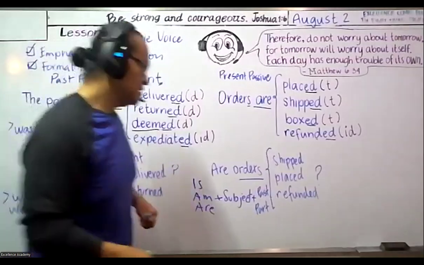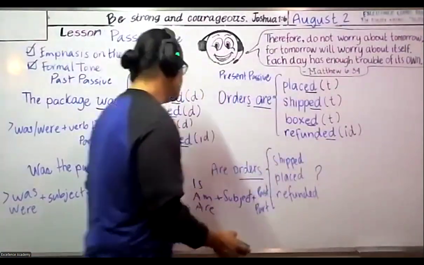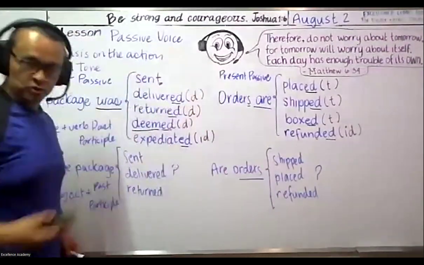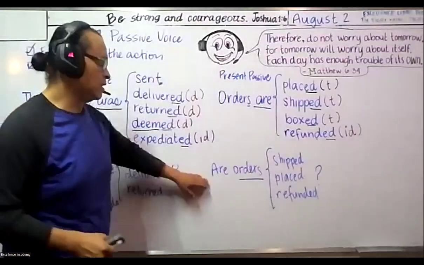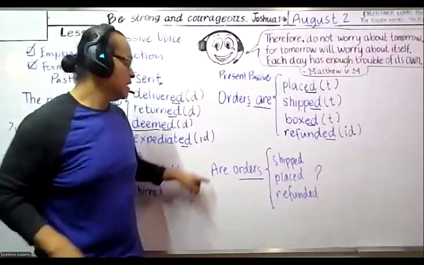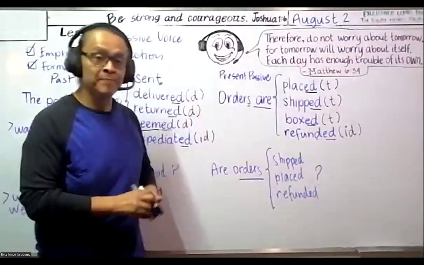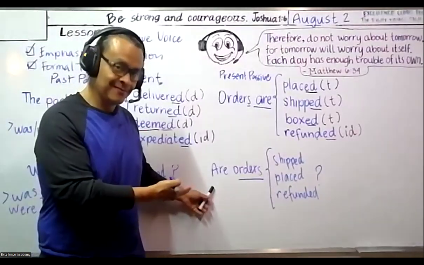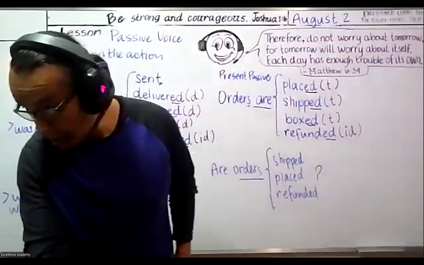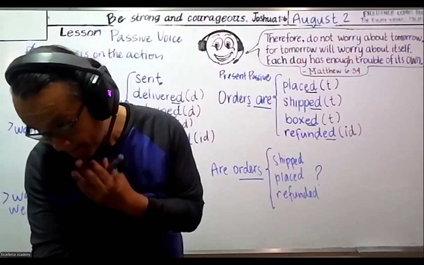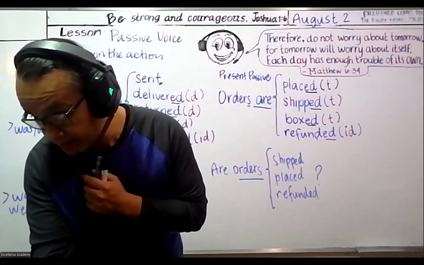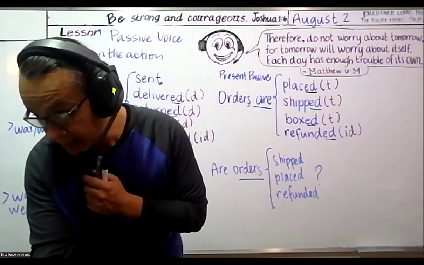That's amazing. You know, grammar control is so important. When you make grammar mistakes, it makes you sound unprofessional. But controlling grammar is important. Now, for the question, we're going to start with verb be, subject, and participle. Let's ask in the present. Are orders shipped? Are orders placed? Are orders refunded? That's wonderful. You guys are doing great. Amazing work, everybody. Okay, very good.